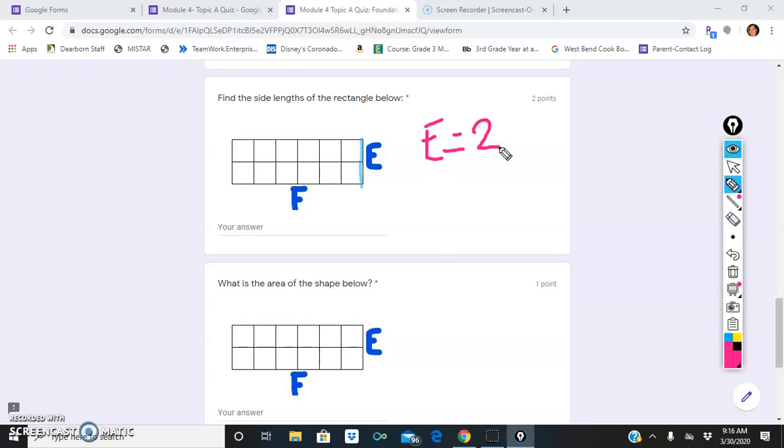Do I put square units or units? What do you think? Well, I should have put units.